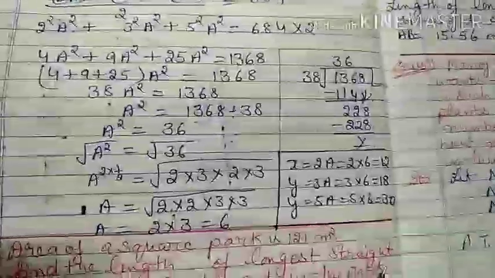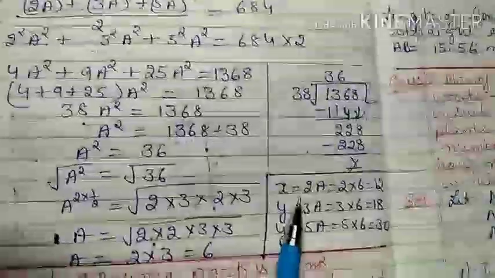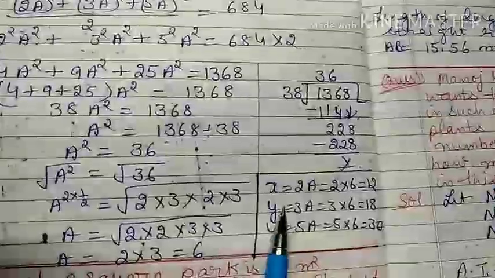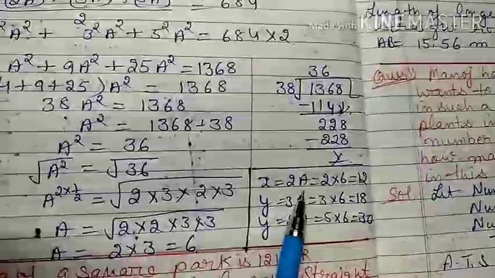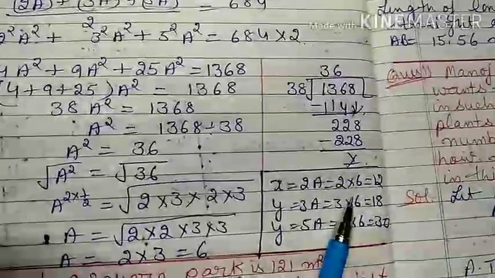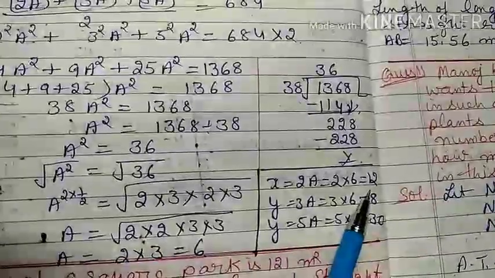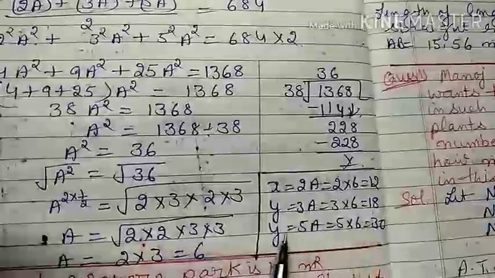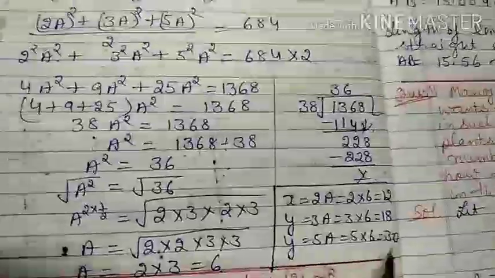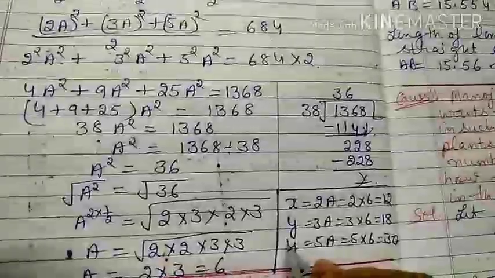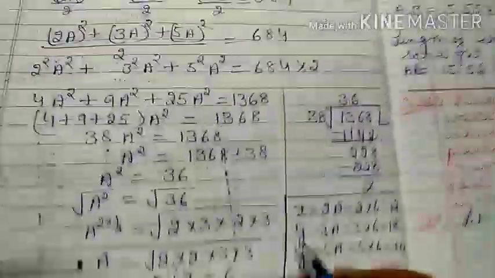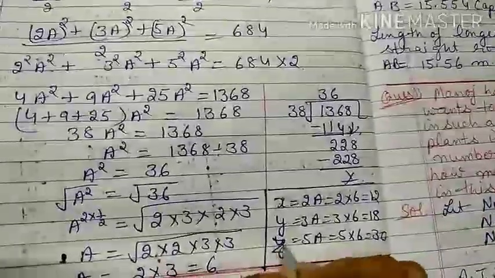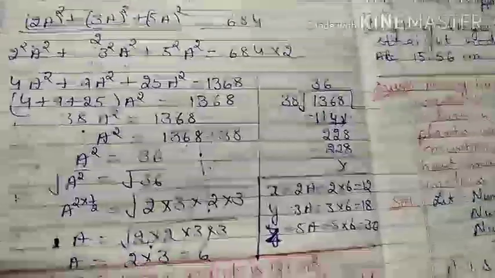Now I got the value of a as 6, so in this way we can find the values of x, y, z. x is equal to 2a, just replace the value of a by 6, so the x value will be 12, the y value will be 18, and your last value, the z value, will be 5a, that is 5 into 6 is equal to 30.